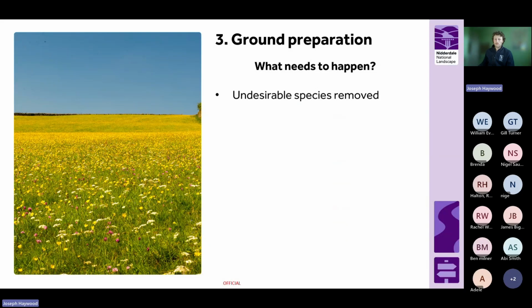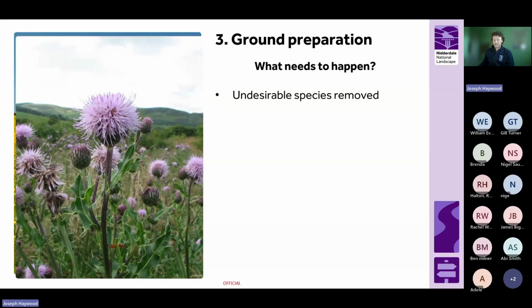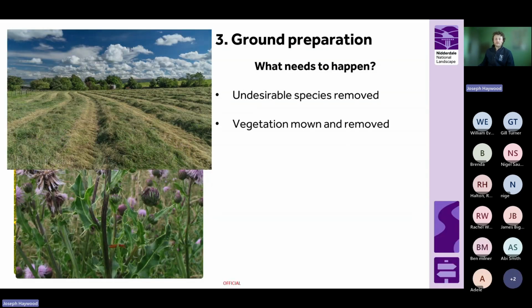Well, you've come in and you've removed your undesirable species, not completely eradicated, but reduced them if they're an issue. Then you've come in and you've mown and you've removed the vegetation. If it's a garden, you can just mow it and dump the vegetation in your compost bin or in your brown bin, or put it around your fruit trees as a mulch. As in this picture in the top left, it's an agricultural scenario, so they're going to bale that to feed to livestock over the winter.